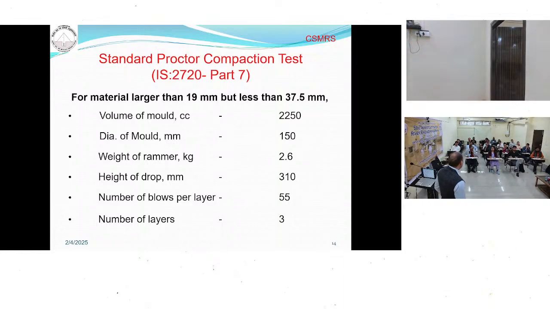But when the material size is more than 19 mm, then we use a 150 mm mold. The volume of the mold is 2250. Here we use the same kind of rammer of 2.6 kg, which falls from a height of 31 centimeters, but the number of blows is different. Here, depending upon the volume of the mold, every layer gets 55 blows. So this is the standard Proctor test.